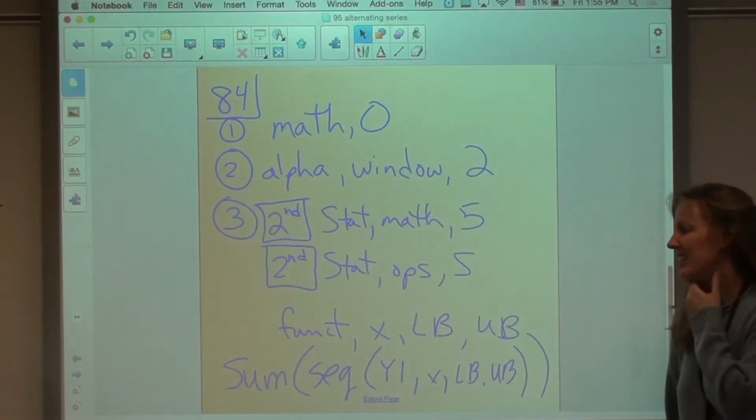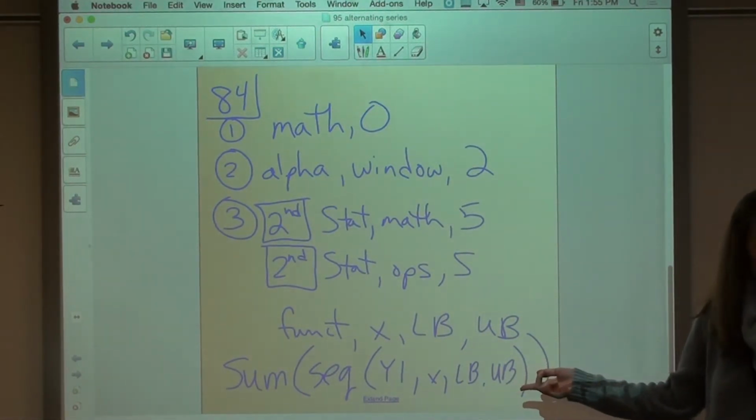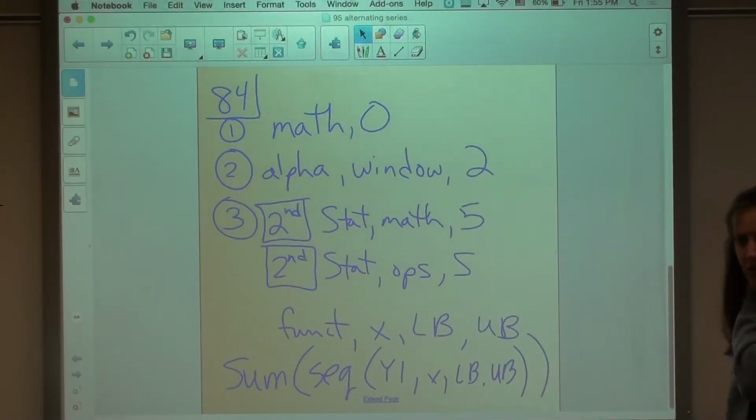Does everyone know how to get y1 onto their window, so they don't have to sit there and retype it all? Through vars. Got it? Okay, good.